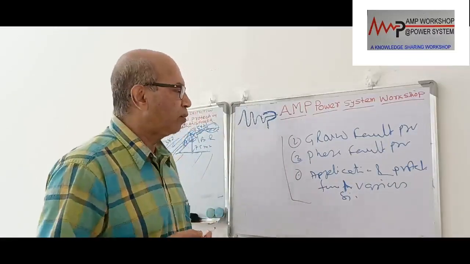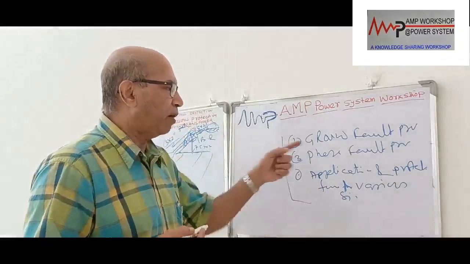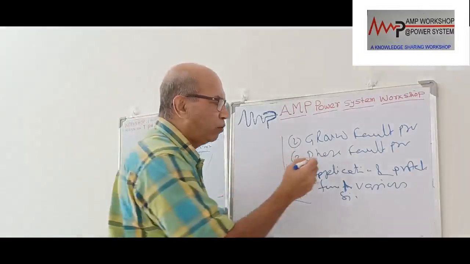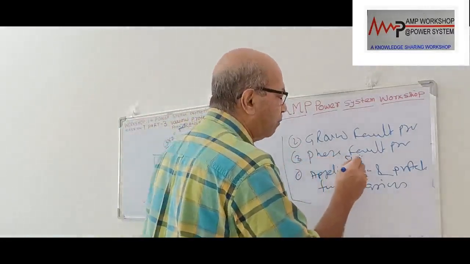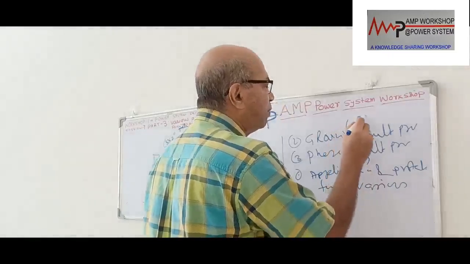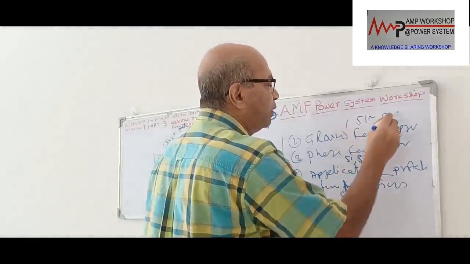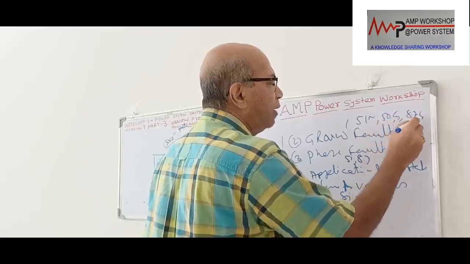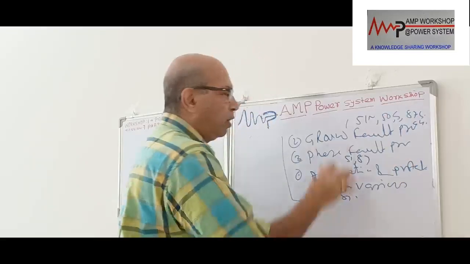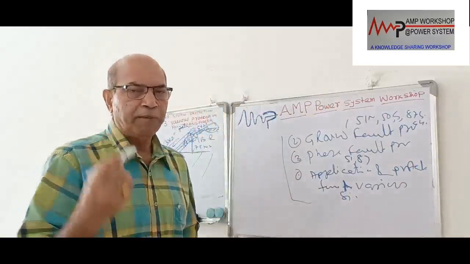So discussion 4 will be covering these three items: ground fault protection, and phase fault protection, which will include overcurrent and differential both. Ground fault protection also includes 51N or 50G or 87GN or 64A, whatever, restricted earth fault. All these three items we will discuss in part 4.